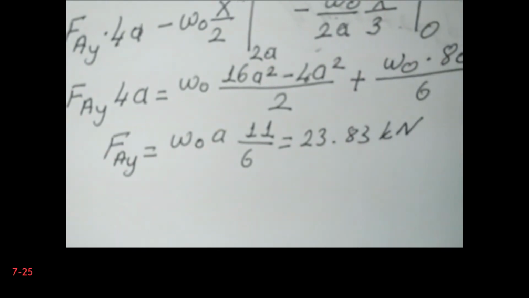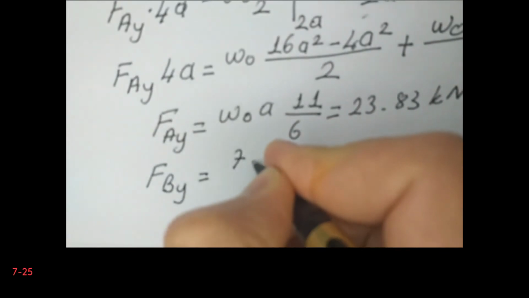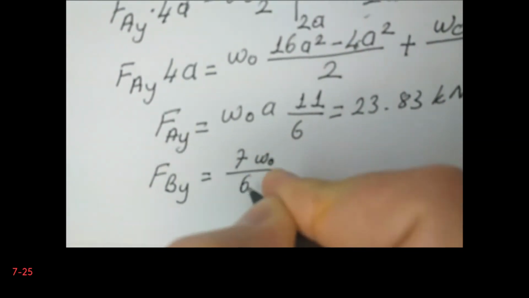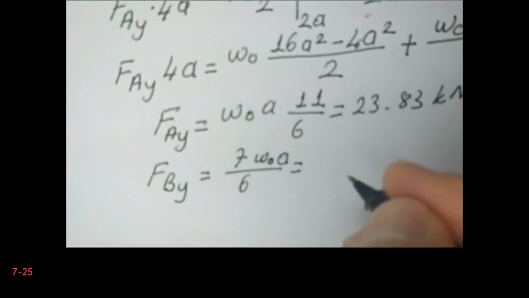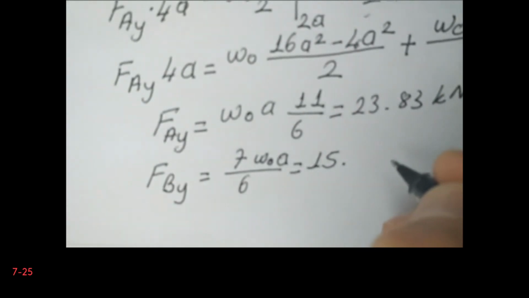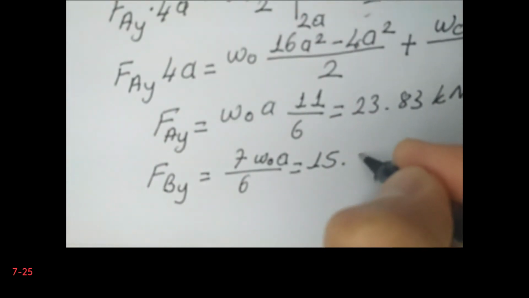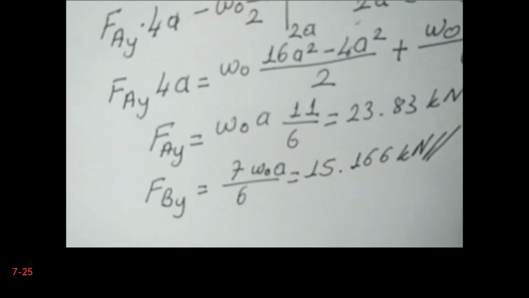Now in fact you can calculate the FBY. So FBY is equal to, in this case, 7 W0 divided by 6 multiplied by A, and then you will obtain the value of 15.166 kilonewtons. Okay, so these are the forces, support reactions.